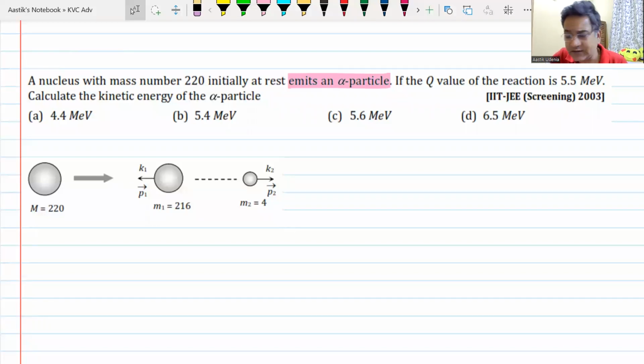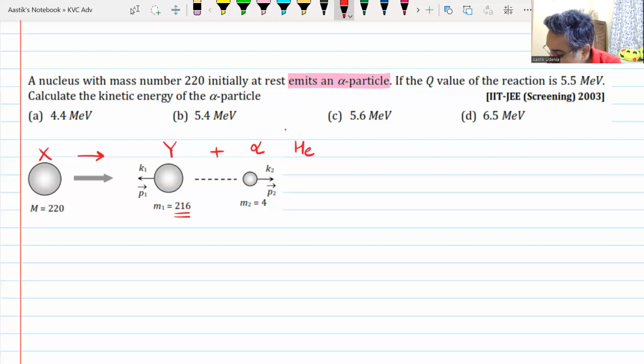I'll give you a hint in solving this problem. This is how the reaction looks like. This is your X, the parent nucleus. It gives rise to a daughter nucleus Y, which has got a mass number of 216, plus you have the alpha particle, which is nothing but a helium nucleus. So I will write it like this: helium 4 2. Mass number is 4, atomic number is 2.